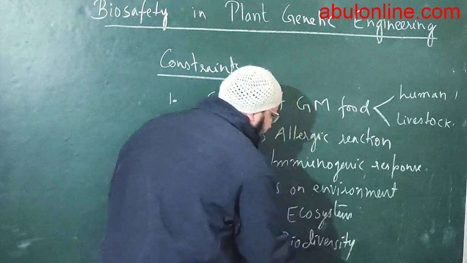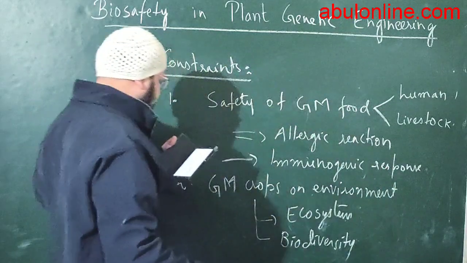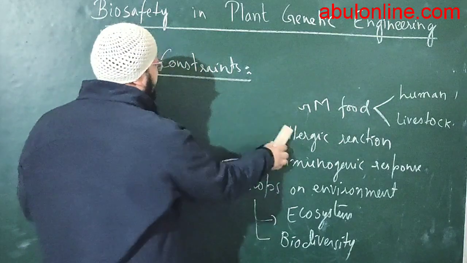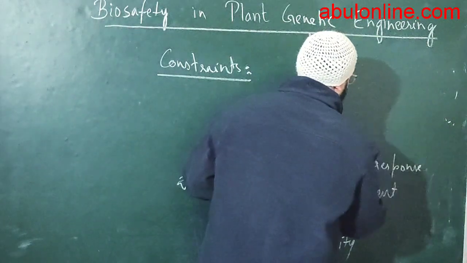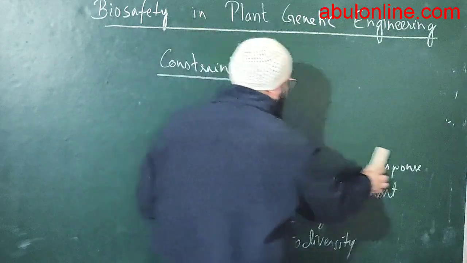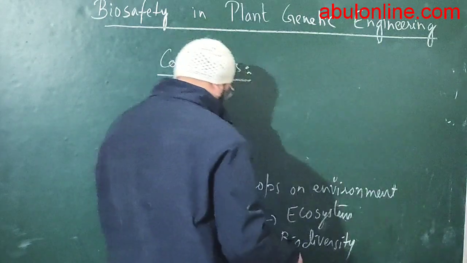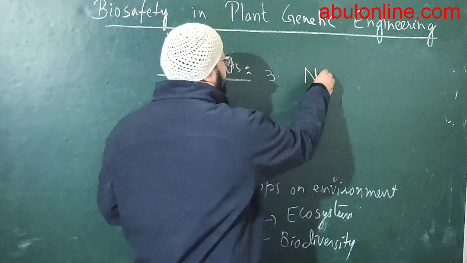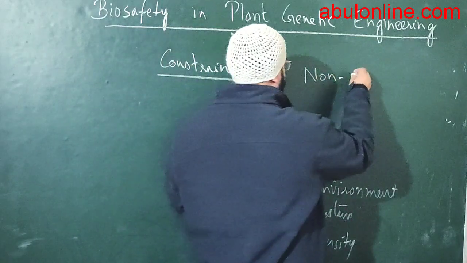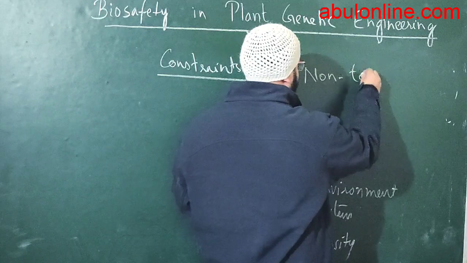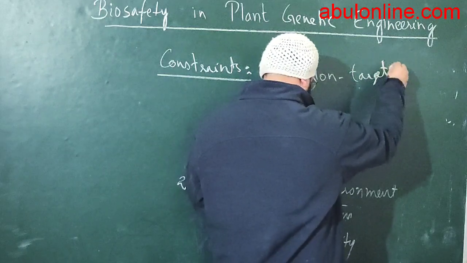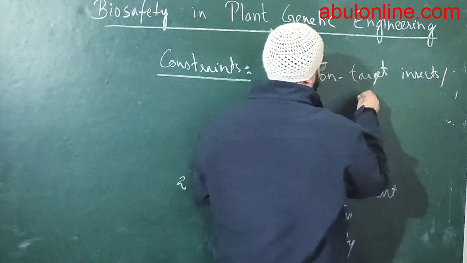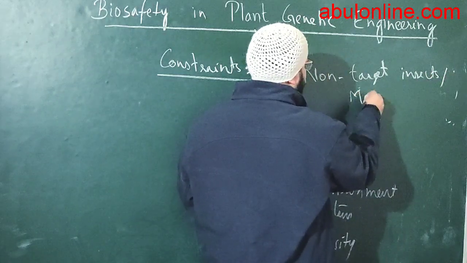So this is another very important constraint. And the third constraint is related to their effect on the non-target insects and bacteria. Non-target insects and microorganisms.